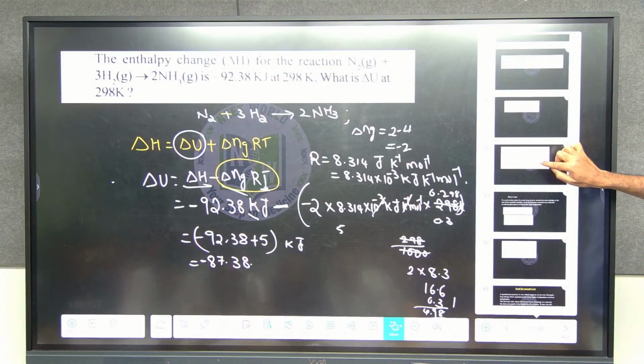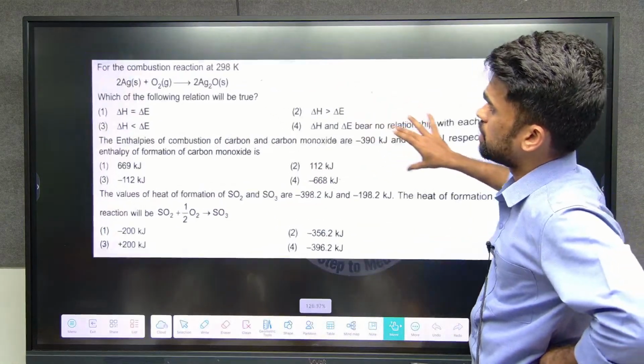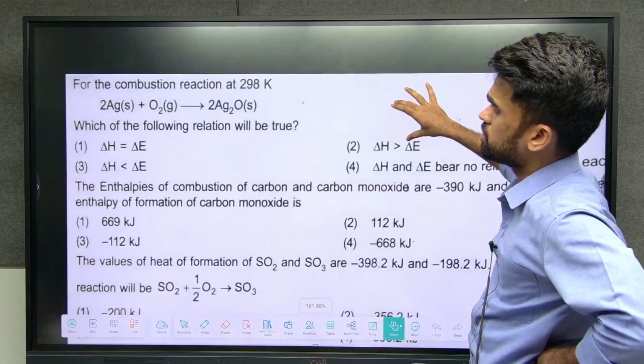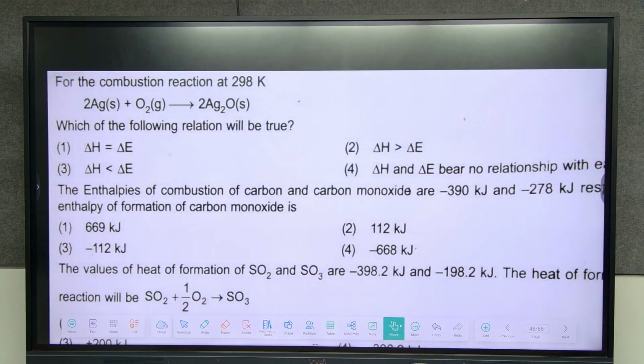Okay, just answer me this one simple question first. Let me check. Read this first question. For a combustion reaction, which of the following will be true? Out of 4 options, what to consider?